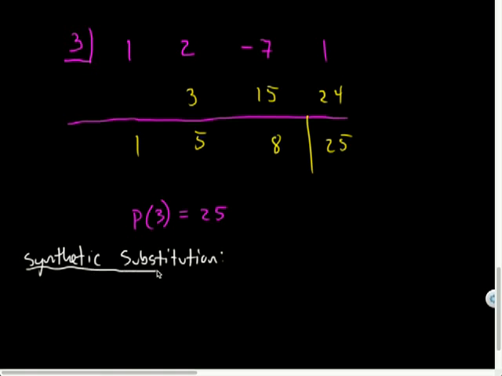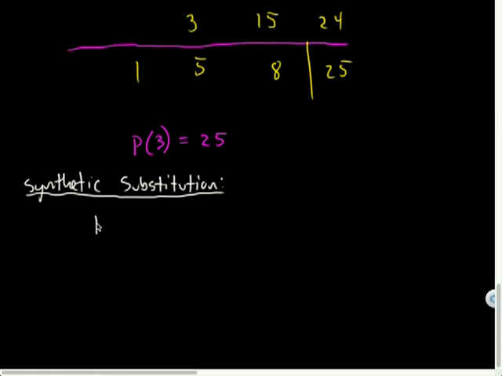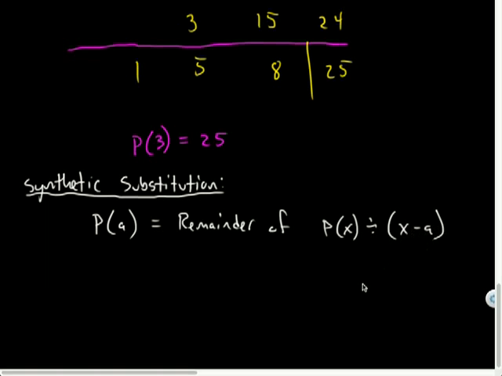All right. And the basic idea is this. If I have some polynomial, and if I want to figure out what p of a is, that is going to equal the remainder of my polynomial divided by x minus a. All right? If I want to think of it that way.